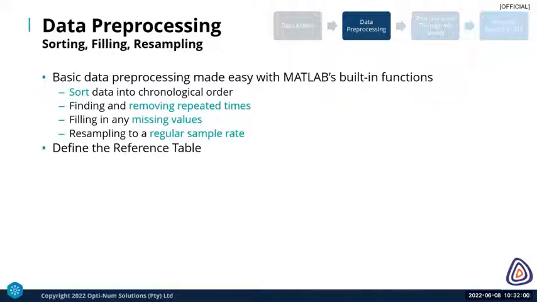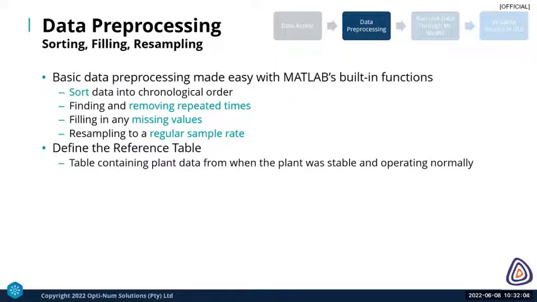The next thing we did was define what we call the reference table. This was a table containing plant data from when the plant was stable and operating normally. It was quite important to define this table properly.